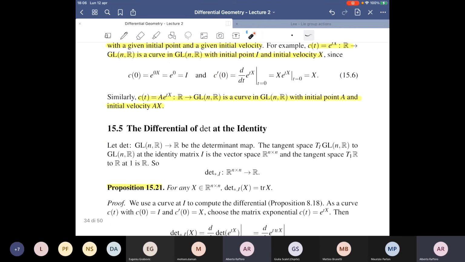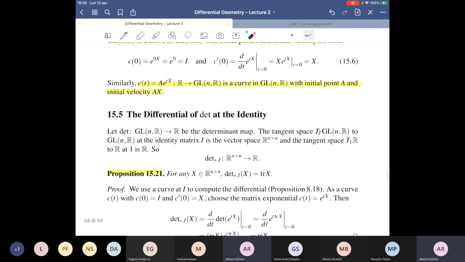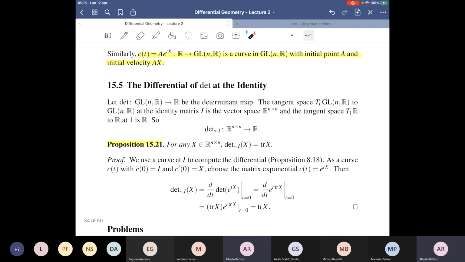And if you want to change the starting point, just multiply this exponential with the matrix you want. In such a case, you will get a curve starting at A with the tangent vector AX. And so in particular, you can compute the differential of the determinant at identity, and this is useful, for instance, to the computations we are going to do.